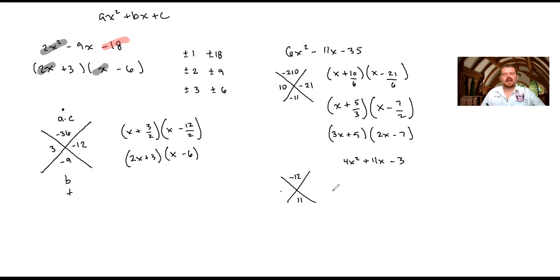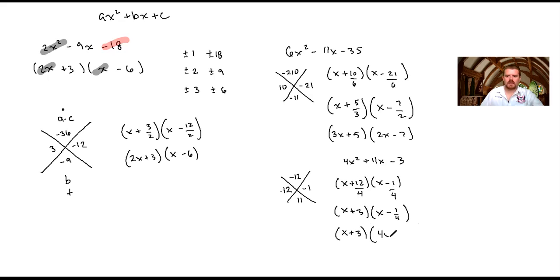The numbers that multiply to get negative 12 but add up to 11 would be a positive 12 and a negative 1. So that is x plus 12 times x minus 1. Divide by the leading coefficient, which gives you x plus 3 times x minus 1/4. And then again, if you want, you can multiply that right binomial by 4 to make it 4x minus 1. So hopefully these ones are pretty straightforward.